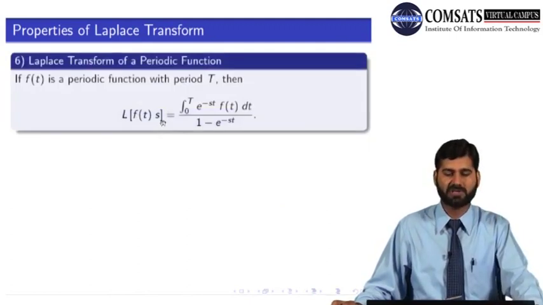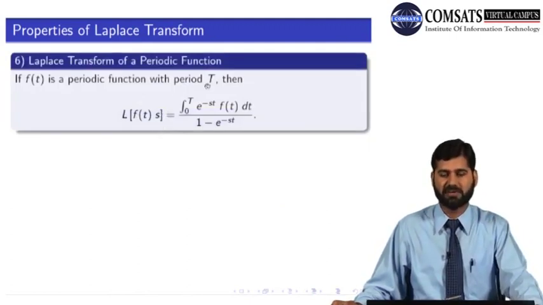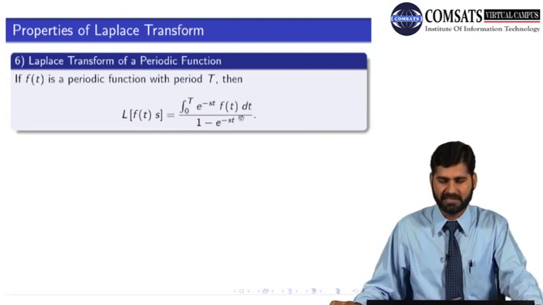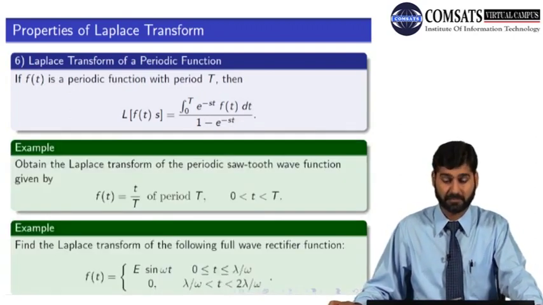Similarly, the Laplace transform of a periodic function with period T. If f(t) is a periodic function with period T, then we take the integral from 0 to T instead of infinity. Instead of infinity, we just integrate from 0 to T of e^(-st) f(t) dt, and then we divide by 1 minus e^(-sT). This T is capital T, because it should not be a function of small t. It is 1 minus e^(-sT).